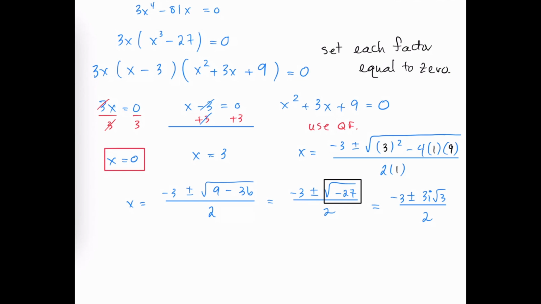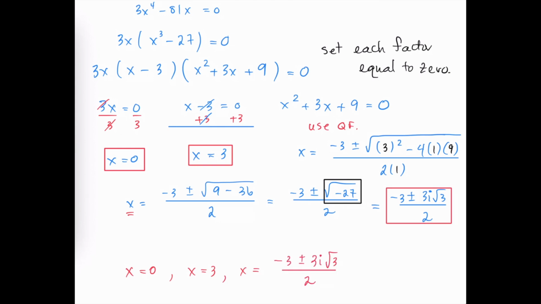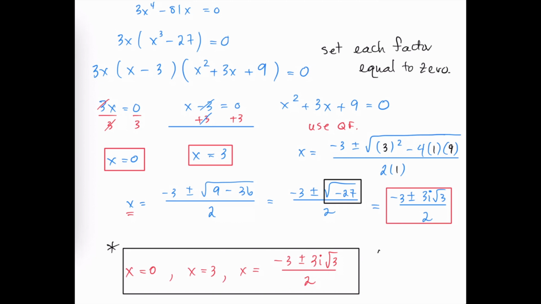We have x is equal to 0, x is equal to 3, and x is equal to negative 3 plus or minus 3i rad 3, all over 2. Notice that we actually do have 4 solutions here. Noticing that this is a plus minus, which means this is actually 2 solutions in this region, so a total of 4. And all of these solutions work. Remember, polynomial equations do not generate extraneous solutions.